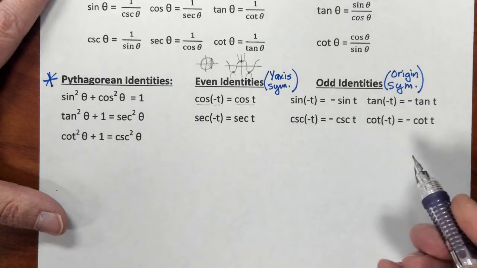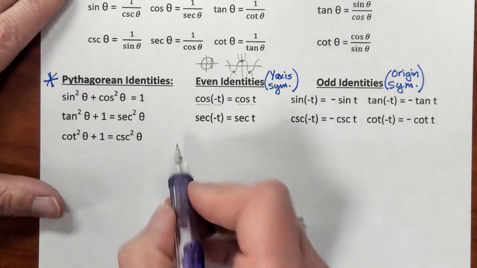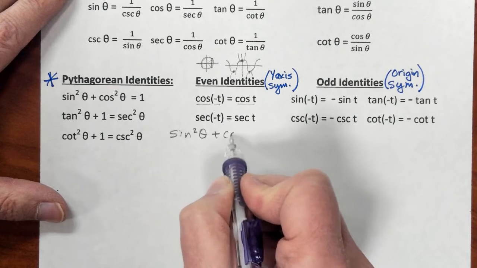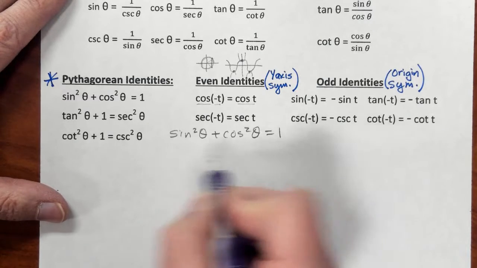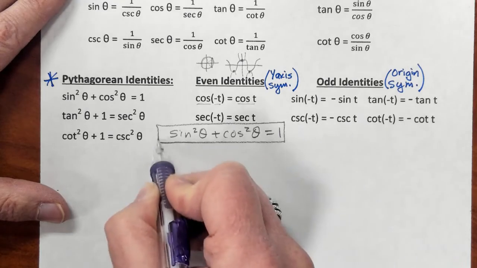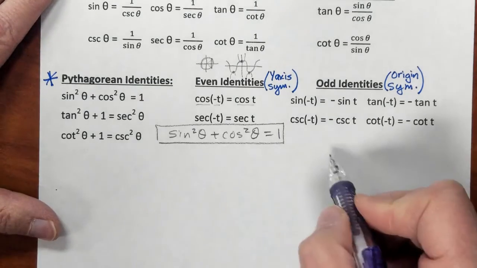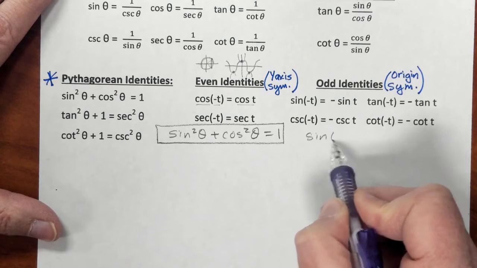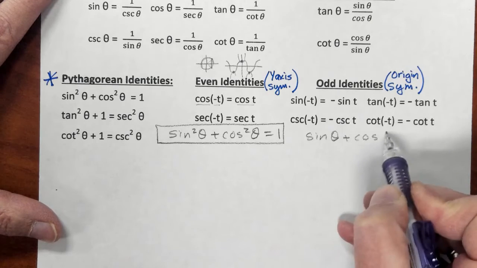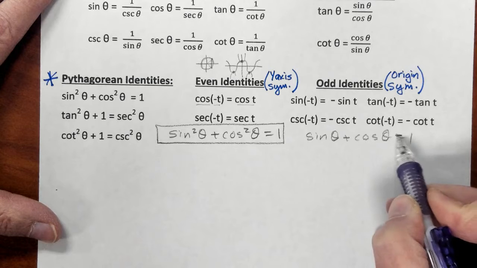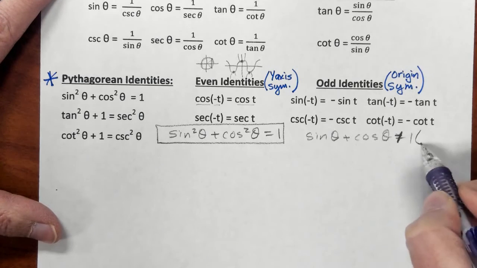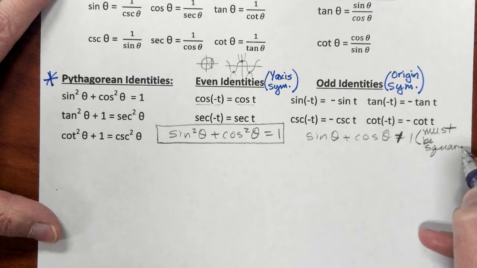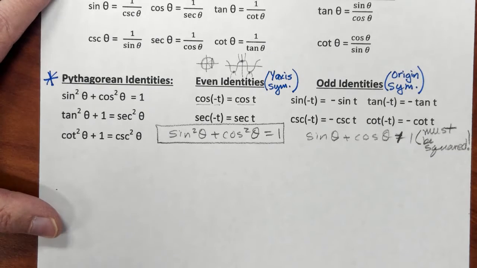Now, let's talk a little bit more specifically about this main Pythagorean identity. Sine squared theta plus cosine squared theta equals 1. That's the big one you need to remember. Also, you need to remember that they need to be squared. You cannot come over and say sine theta plus cosine theta is 1. Okay, that is not valid. They must be squared.